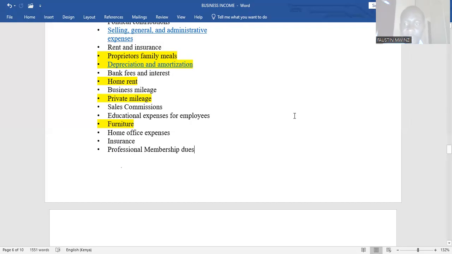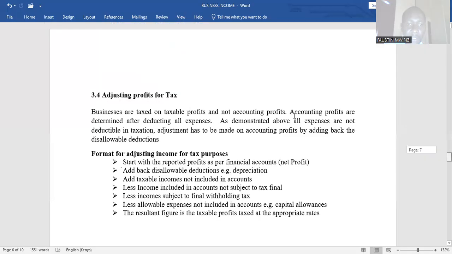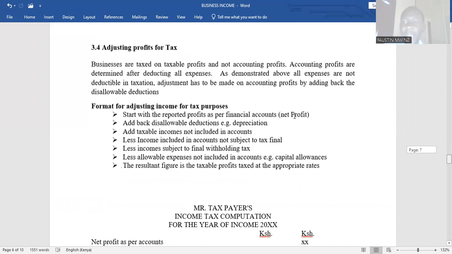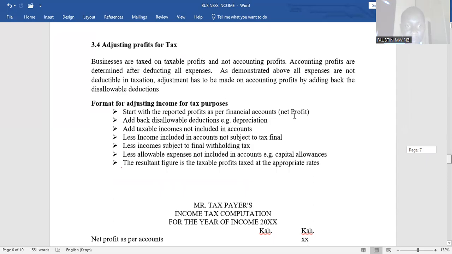Now we have seen how to differentiate whether an expense is allowable or not. Now, how do we adjust income for tax purposes? We normally start with the net profit. Remember, in construction of the income statement, we were used to starting with sales, less expenses, to arrive at the profit. But now, we'll have a different kind of scenario. We have already determined the profit.